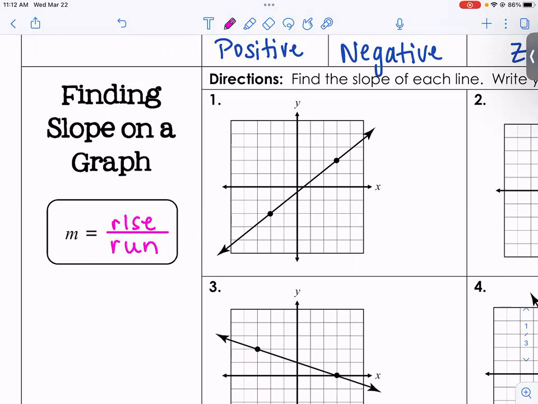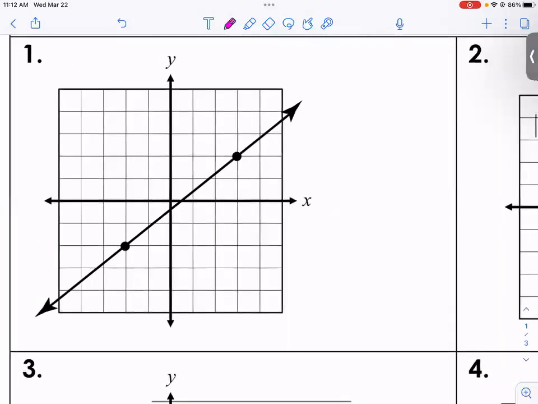So let's look at number one. What kind of slope do we have, positive or negative? Positive. I would have to work really, really hard to ski up that hill.